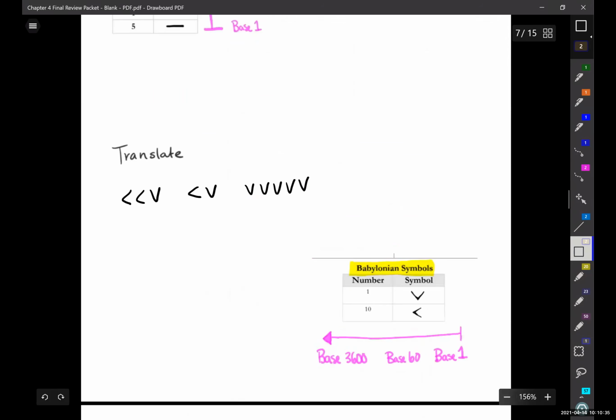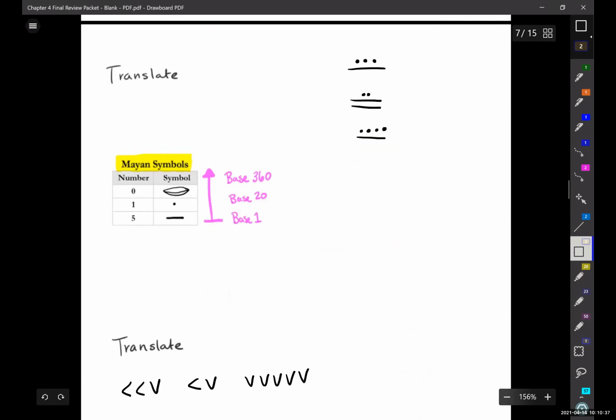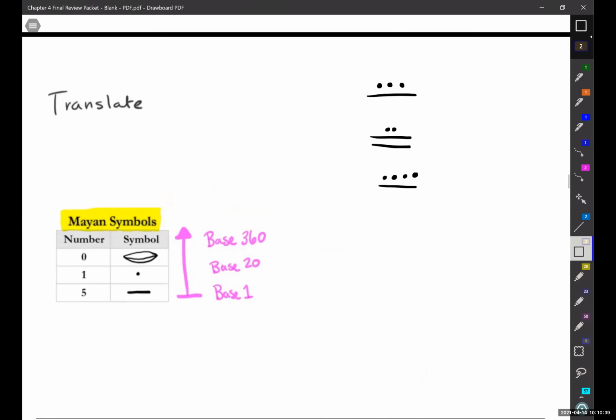Now, our last set of historical numbers will be the Mayan and the Babylonian. And then we'll do conversions between different bases. Now, an important thing to remember about the Mayan symbols is they're written where the position has an implied power. So in the Mayan symbols, it's not just the symbols that you see on the screen, but based on where they are, you're going to multiply that by a certain number.